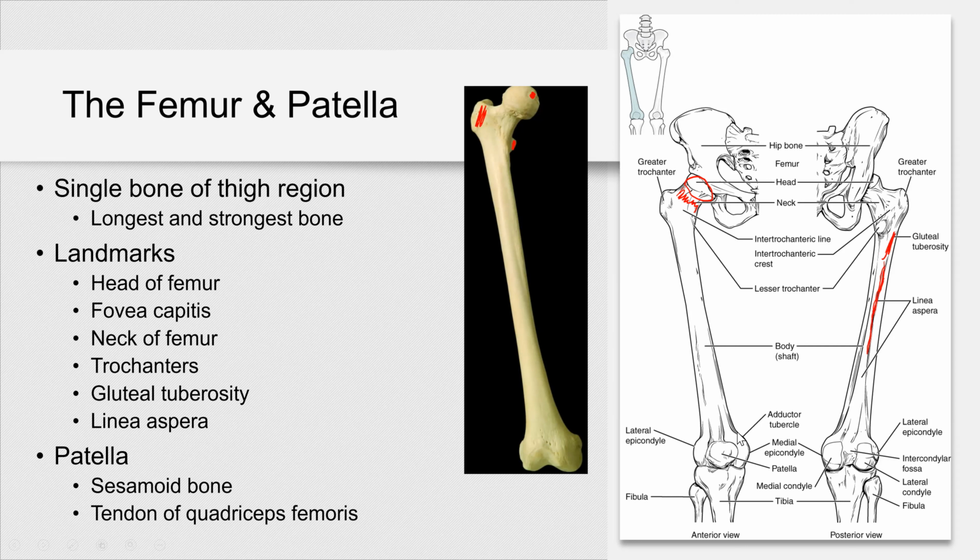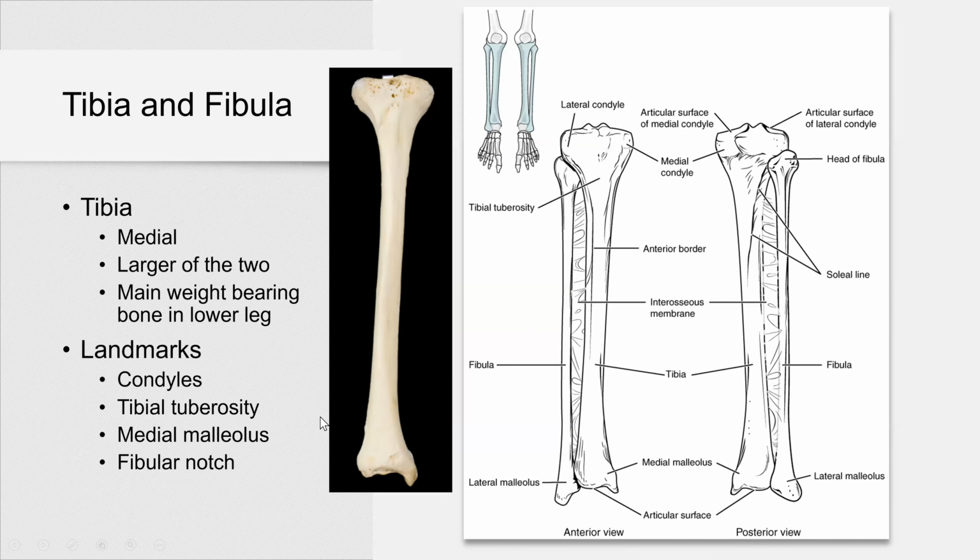Now patella is over here, right, and it fits in the patella surface of the femur. It's sesamoid bone, and it's within tendons of quadriceps femoris. So we will have four muscles in this area, right? Four muscles, and collectively they are called quadriceps. So they will have a tendon, and within this tendon you will find a patella.